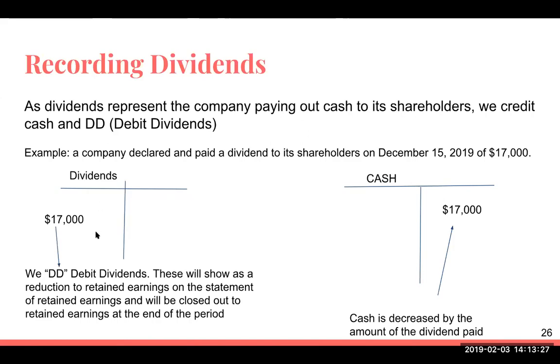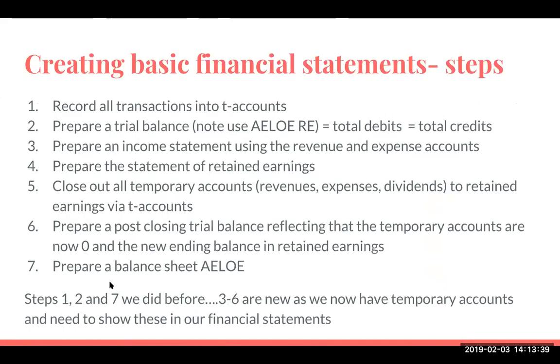And over here for this debit, I'm going to be debiting dividends for the 17 grand. And this will show again as a reduction to retained earnings because I'm distributing back part of that money that I've earned back to the shareholders.